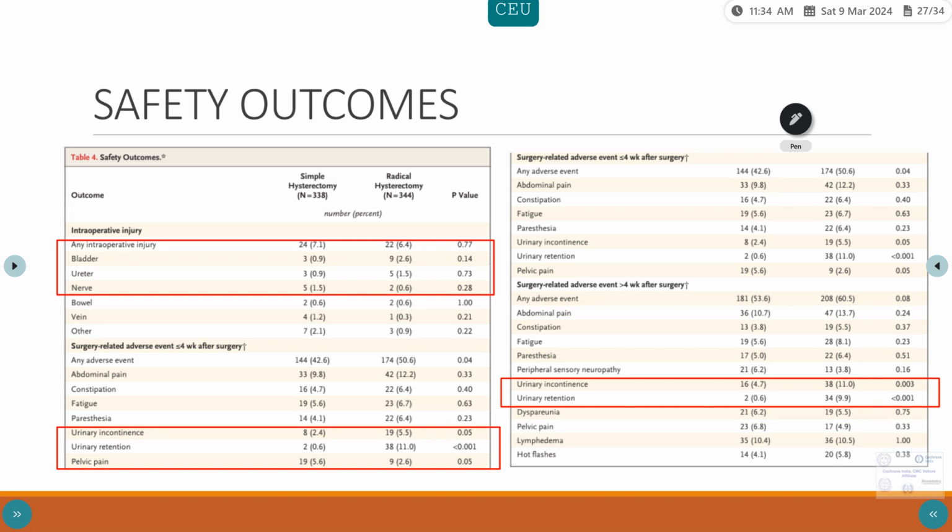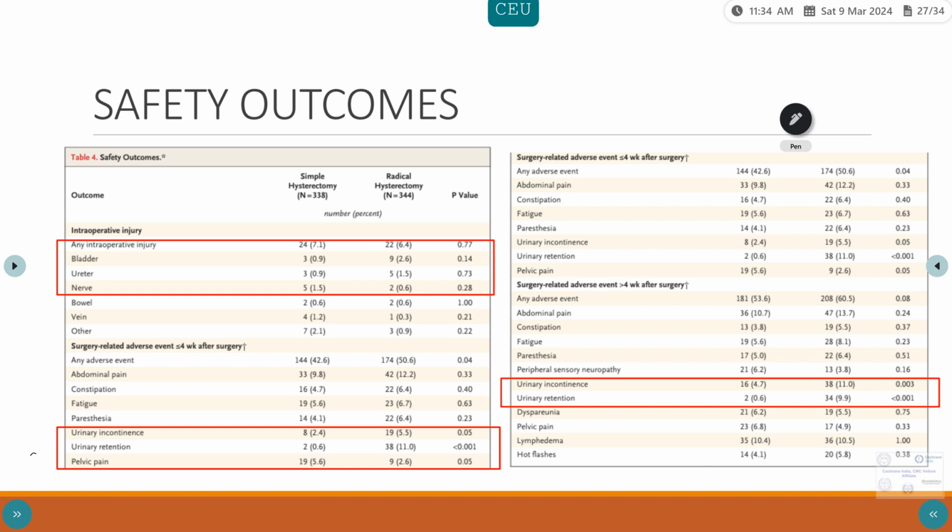Other side effects such as urinary incontinence, urinary retention, and pelvic pain were statistically significantly less in our intervention group as compared to our control group. So this went on to be present in the patients even 4 weeks after the surgery. So urinary incontinence and retention was a significant side effect in patients with radical hysterectomy even 4 weeks after the surgery.